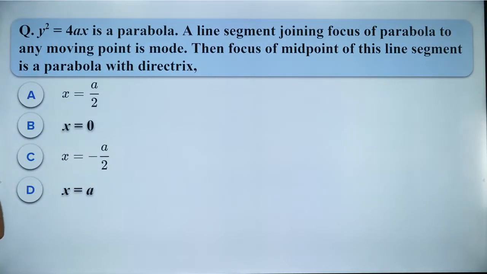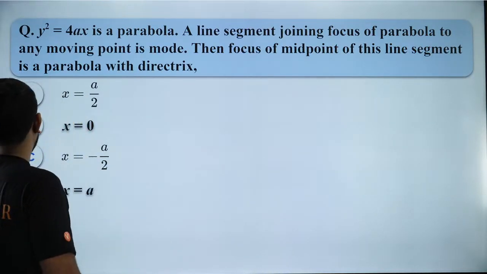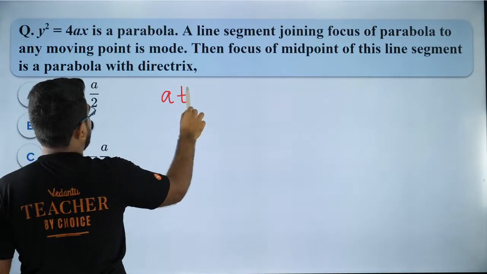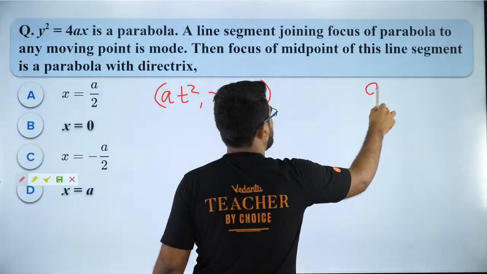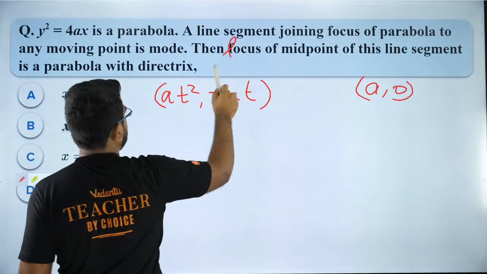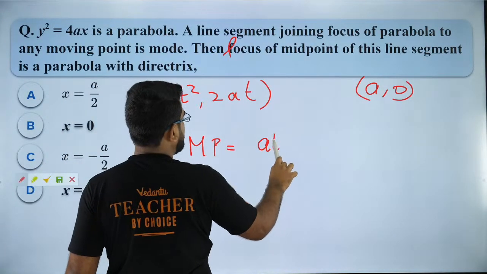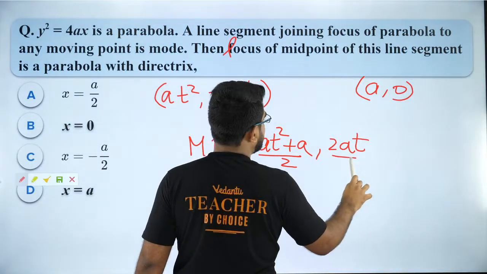So what do we have here? We have y square equal to 4ax, a parabola, and a line segment is joining the focus of the parabola to a moving point on it. Any moving point on this parabola can be (at square, 2at). So this is the moving point, and the focus of the parabola is (a, 0). So what is the midpoint? The locus of the midpoint we have to find out. So the midpoint is ((at square plus a) by 2, 2at by 2). So that is the midpoint.